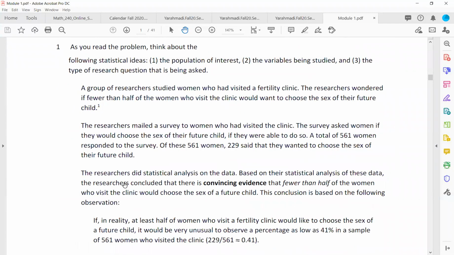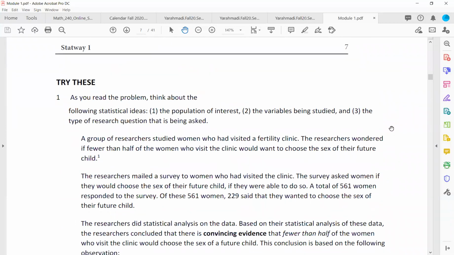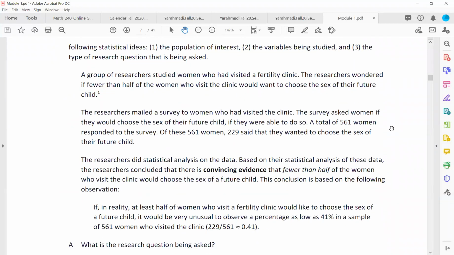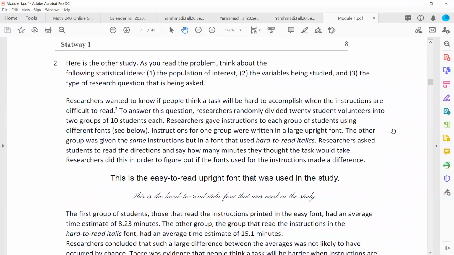We are on page 7. We're actually done with page 7. We are moving on to page 8. Very well. In this question, we have a study.